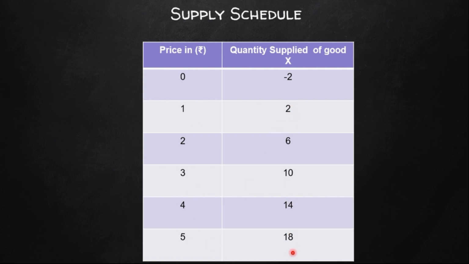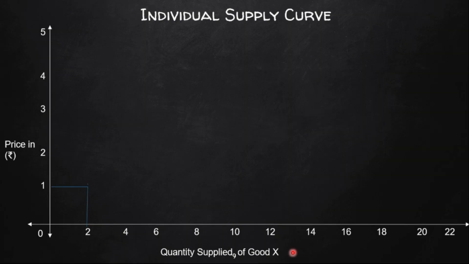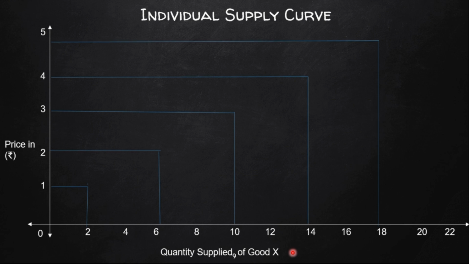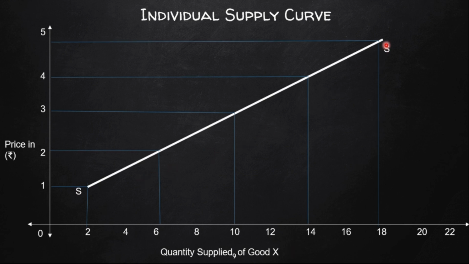When we plot these points on the graph, what we get is the supply curve. In this diagram, when we plot these combinations and connect them, we get the upward sloping supply curve, which shows that there is a positive relationship between price and quantity supplied. As price increases, quantity supplied also increases. The supply curve mentioned in this diagram is the individual supply curve.